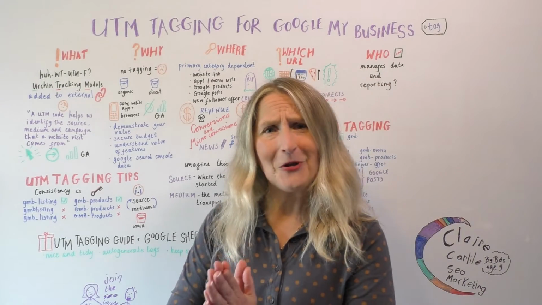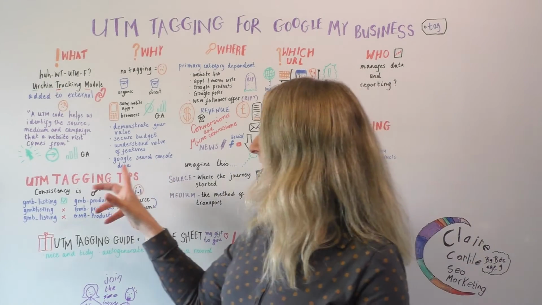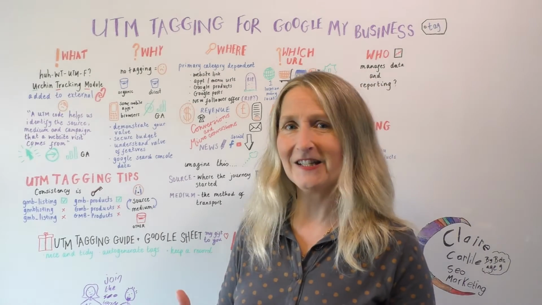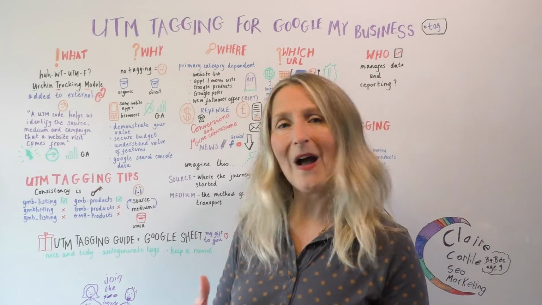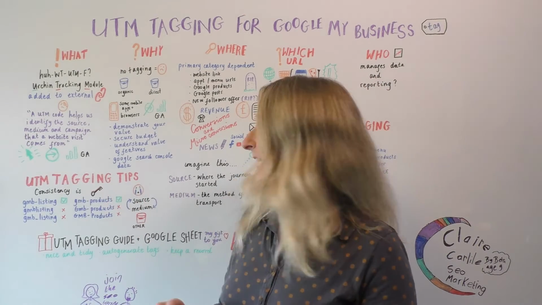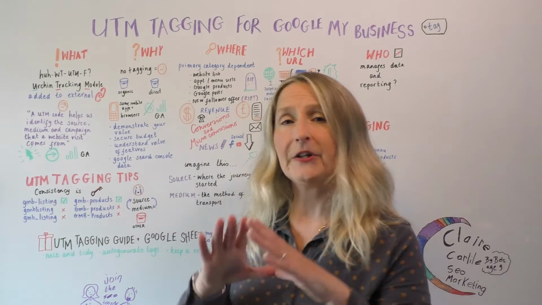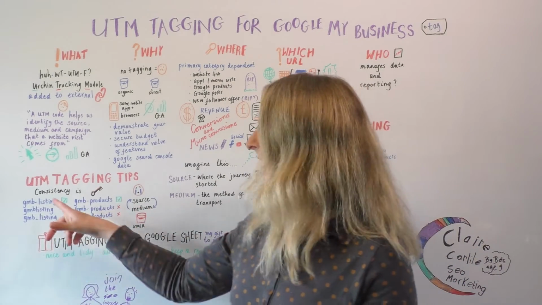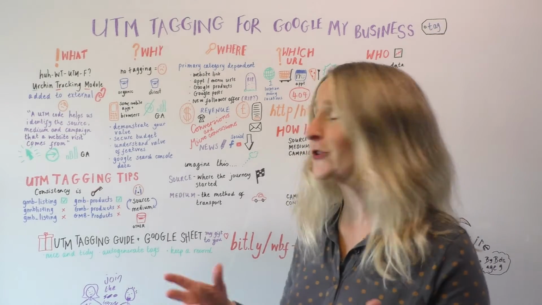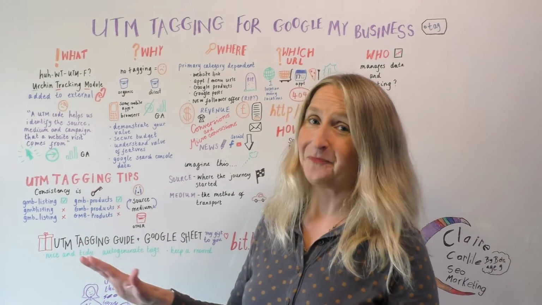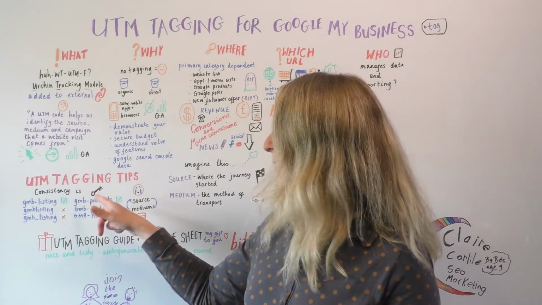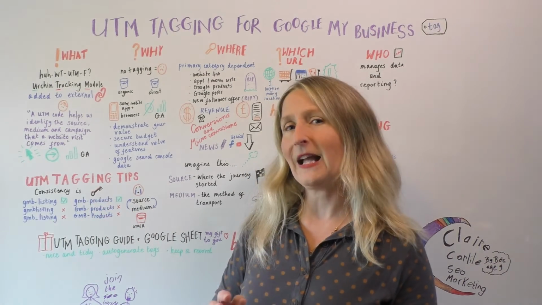So I'm going to give you some UTM tagging tips because I think the most important thing is to be very, very consistent from the outset, because it's quite easy to get this wrong. So consistency being key, think about how you're going to separate out your words. I like to use a dash, some people like to use an underscore, whatever you use, just make it very consistent. And then we have uppercase and lowercase letters. So I always stick with lowercase letters.